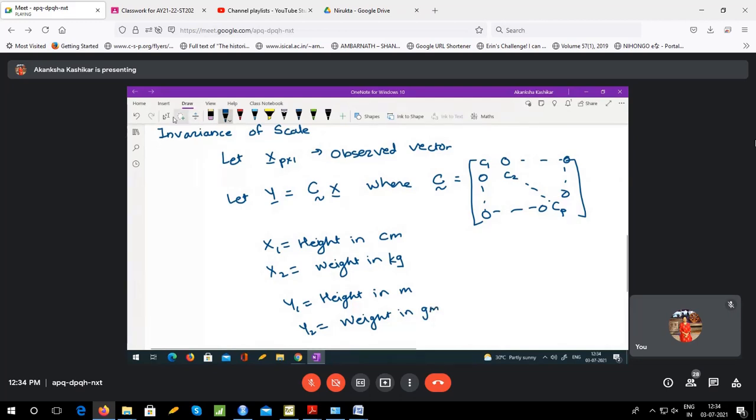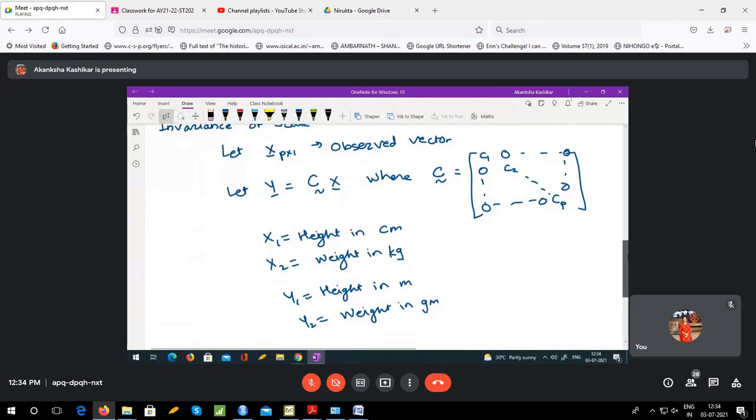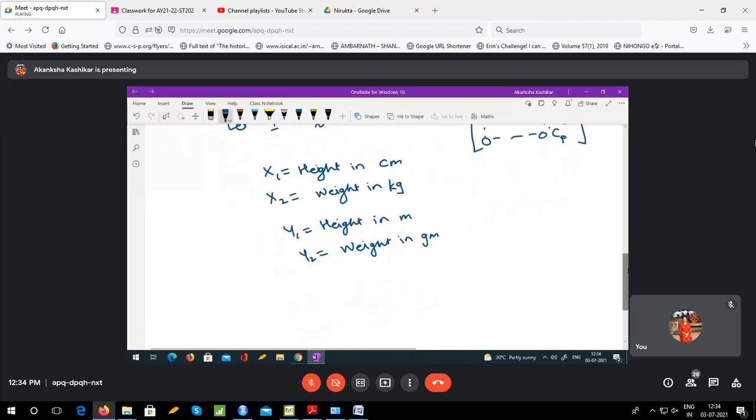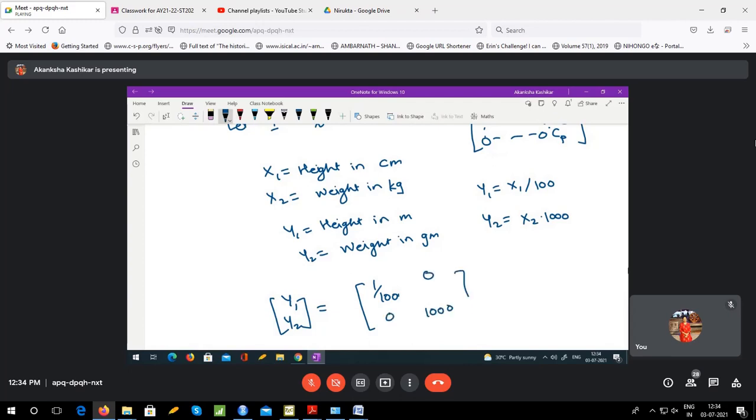Then what do you do? We know the relationships between x1 and y1. So y1 would be x1 upon 100, and y2 would be x2 into 1000. Am I right? So can I say that (y1, y2) is basically the matrix with 1 by 100 and 1000 on the diagonal and 0 elsewhere, times (x1, x2)?